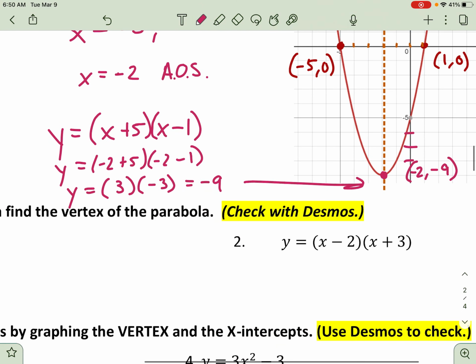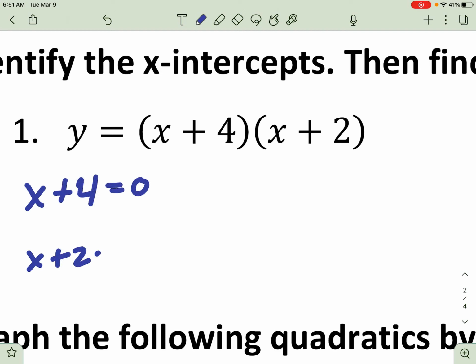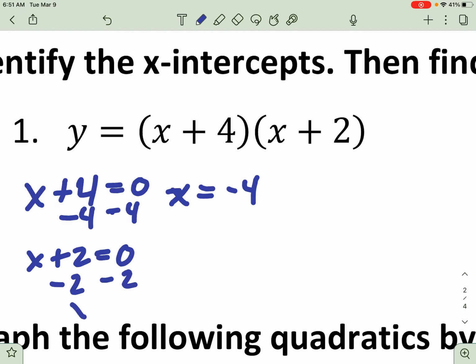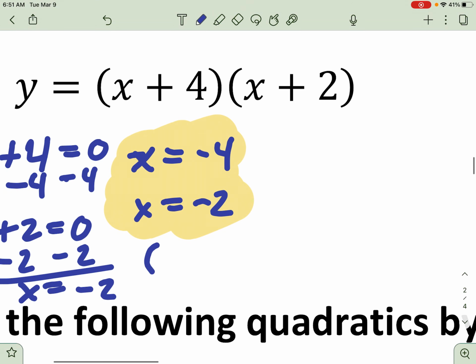All right, so let's go on to the next example. We're going to identify the x-intercepts, then find the vertex of the parabola, and check with Desmos. So you have x plus 4, x plus 2, and you set those equal to 0. When you subtract 4 from both sides, you get x equals -4. Subtract 2 from both sides, you get x equals -2. So the intercepts would be at -4, 0 and -2, 0.